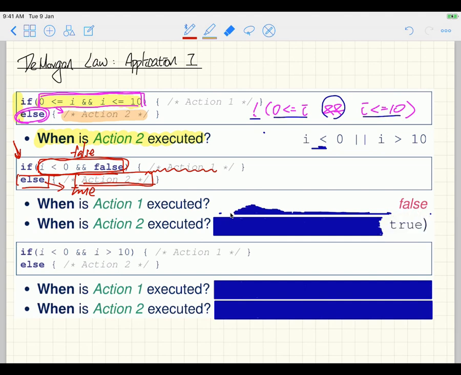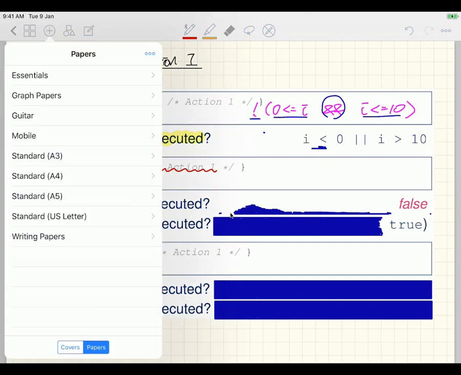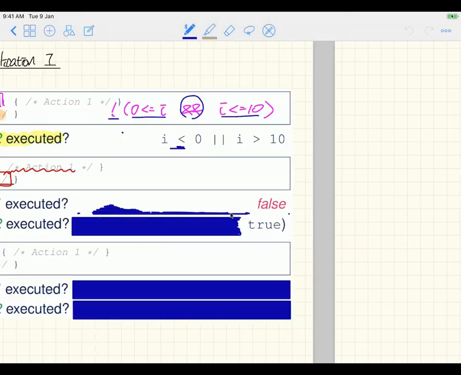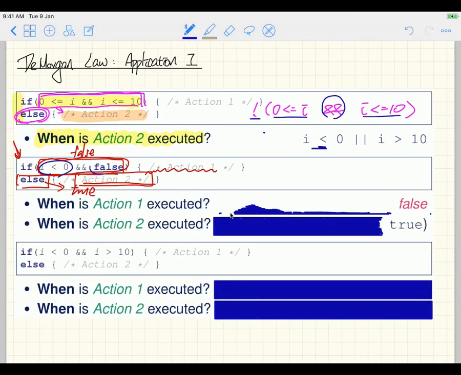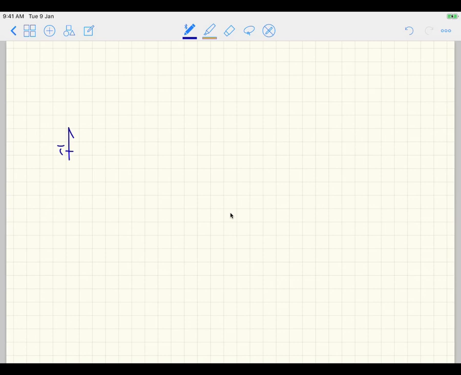However, I do want to apply the law just once more to show you, and then everything else for disjunction will be symmetric. Let's do it one more time, okay? Let me just do another one for you. So now what I will write down is, I'm just copying this. So it's I less than 0 and false, right? So what we have is if I less than 0 and false over here, and then we do something over here, otherwise we do something else.